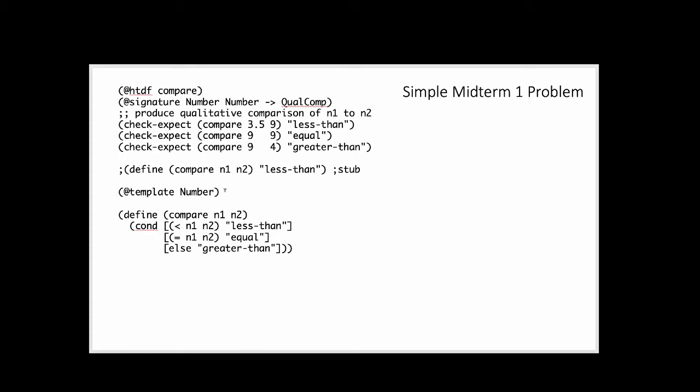We add one thing here, which is this template tag says, well, where did you get the template that you based this function on? And the template for this function is based just on atomic data, or the way we would describe it is the specific atomic type, which is number. So that's what the student writes.